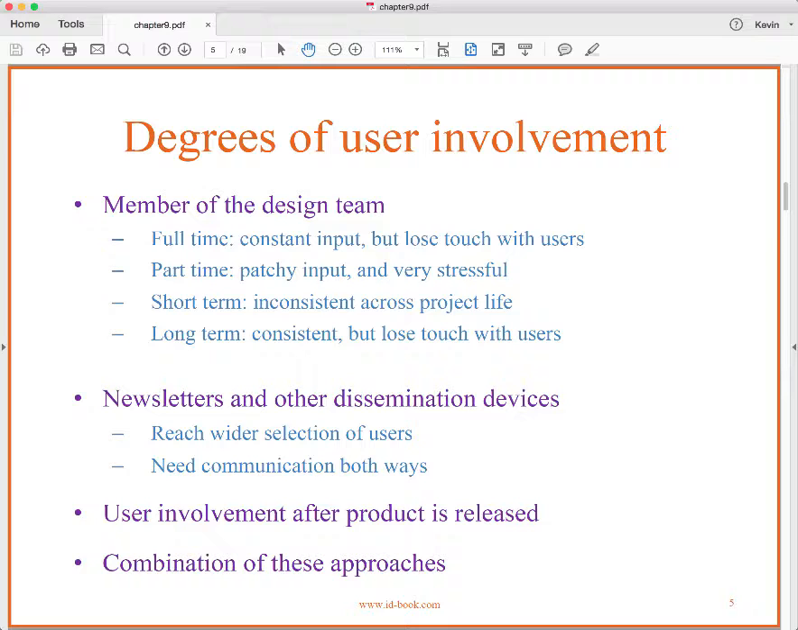We need user involvement after the product is released. And this really, I think, comes down to some kind of feeling about who owns the product. To the extent that the users we're working with really feel that they own the product, of course, they're going to feel ownership after it's released, and they're going to want to continue to steer whatever changes are going to continue to happen to the product.